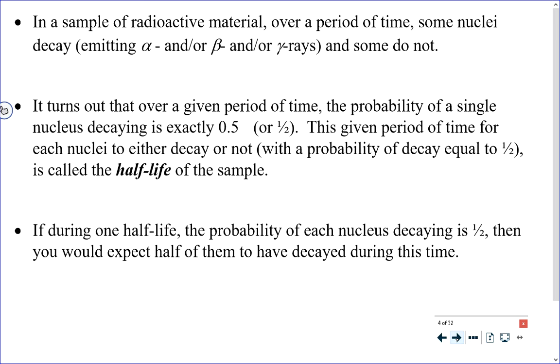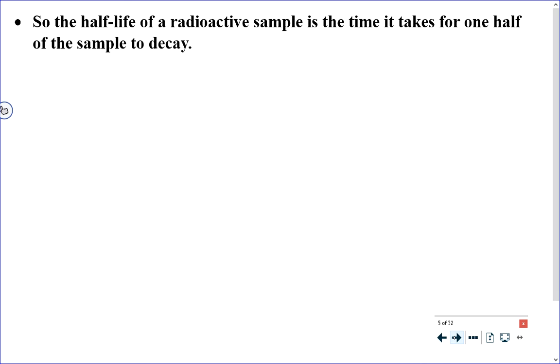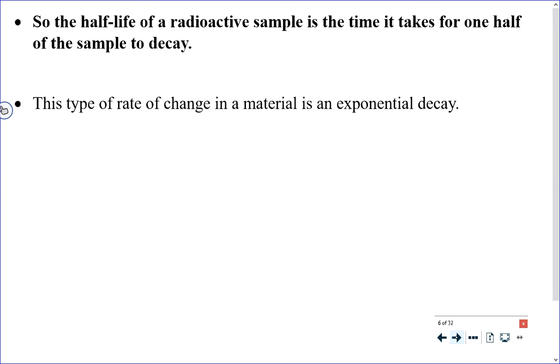And what that means is that if you wait that period of time, whatever period of time it is, you would expect half of the nuclei to have decayed. So the half-life of a radioactive sample, and this is the most important part of what we're talking about today, is the period of time it takes for 1/2 of the sample to decay. And you learn about this type of change in Math 30, we call it exponential change. Specifically, it's a type of exponential decay.